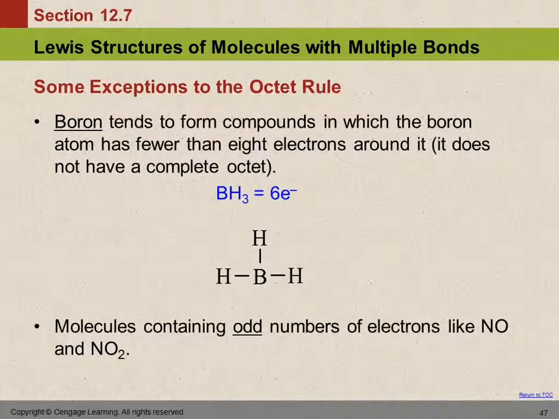I'm not going to test you on these at all, but I do need to tell you that there are some exceptions to the octet rule. You have a question? Is it only certain elements that can make double bonds, or is it just how math works out? That's a good question. That's kind of a cause and effect issue.